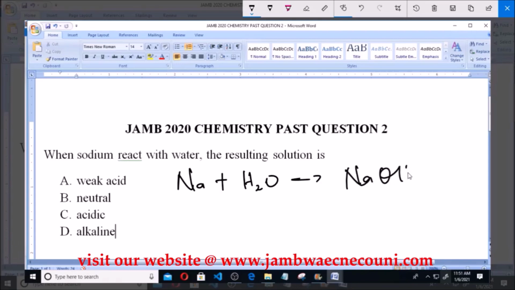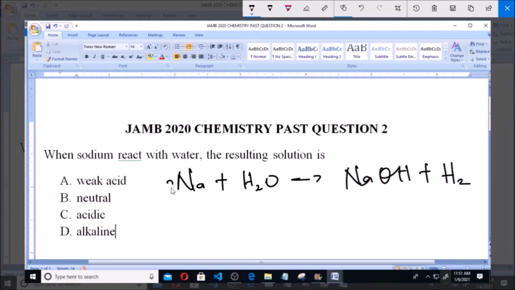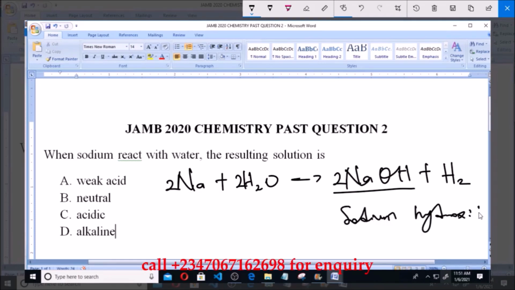sodium hydroxide and liberate hydrogen gas. Now balancing this equation, we have 2 sodium plus 2 H2O to give us 2 moles of sodium hydroxide and 1 mole of hydrogen gas. Therefore, the resulting solution here is alkaline, because sodium hydroxide is an alkali. So the answer to this question is option D, alkaline.